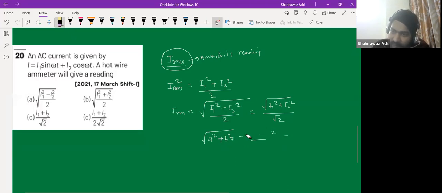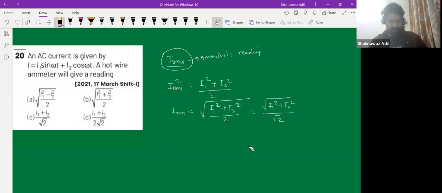Put 3 square plus 4 square, we cannot write 7. Can we write that? No, sir. This 3 square plus 4 square is 9 plus 16, which is 25, root is 5. Exactly. So the option is B, is it clear? Please note it down clearly, and then we will do another question which is similar to this.